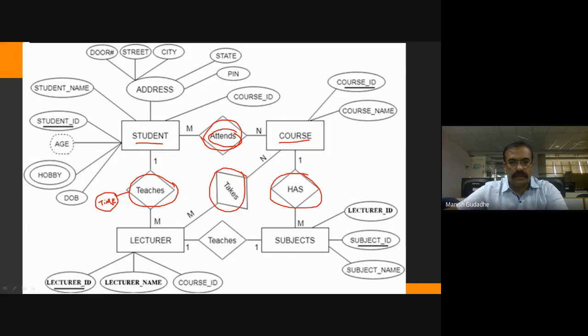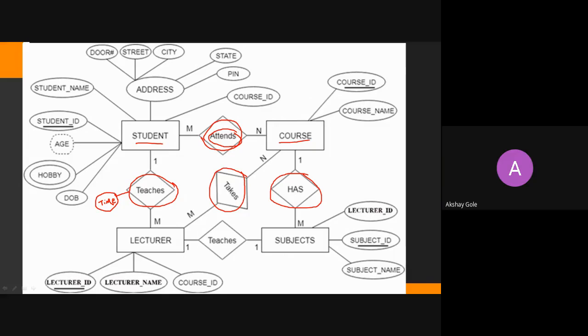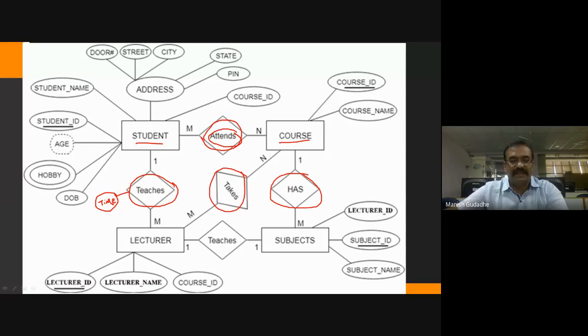Anything you wish to ask? Sir, why are lecturer ID and lecturer name mentioned in bold font? No, that just happened. There is nothing like that, it is not an identification. So making anything bold is not suggesting anything in an ER diagram. It happened by mistake, understand.